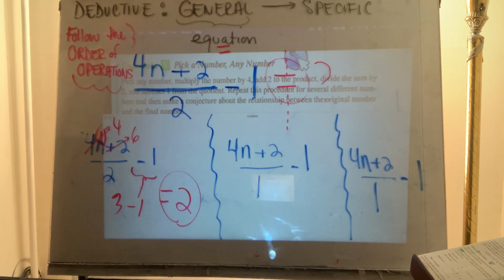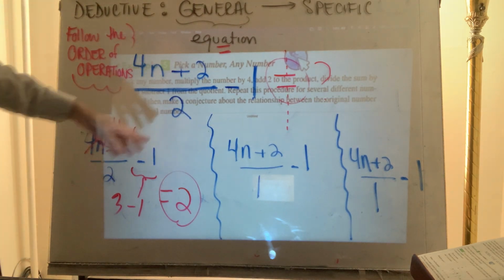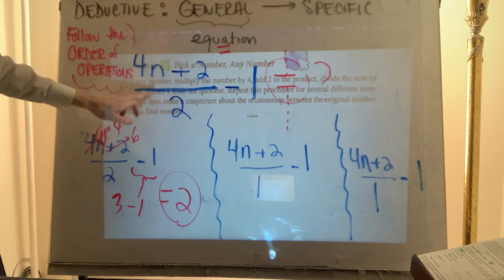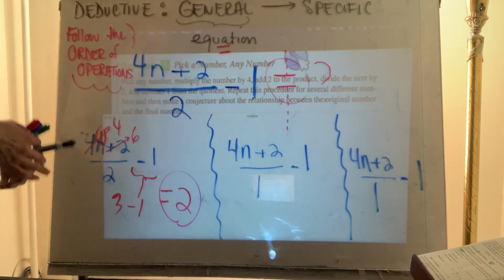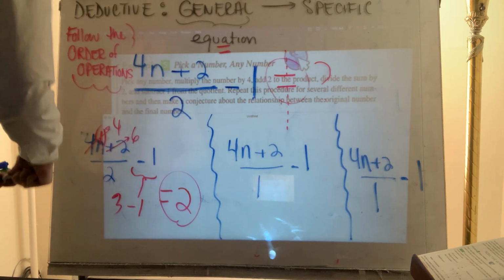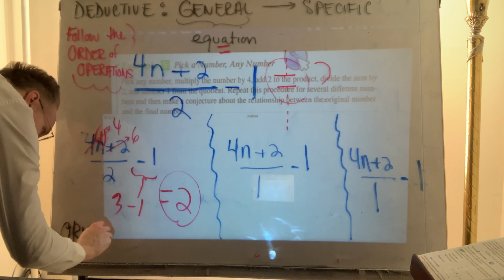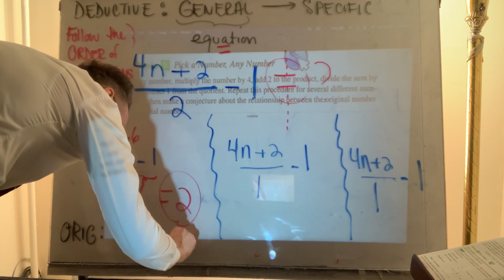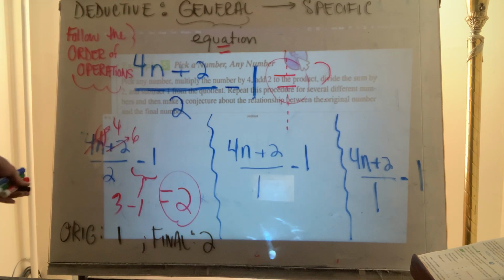2. Okay. Now, it probably would be a good idea, since they're asking us, to make a conjecture about the relationship between the original number and the final number. This is the final number in this equation. So the original number in this case was 1. The final number, as you can see, is 2. All right. Let's do another one.